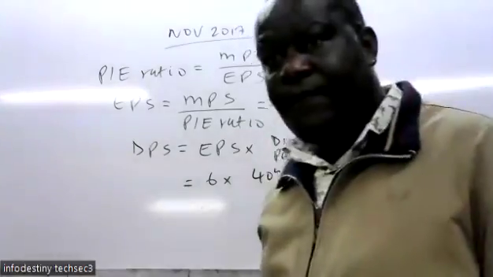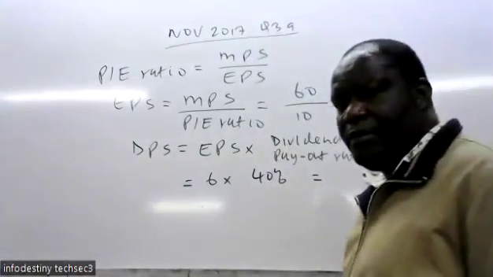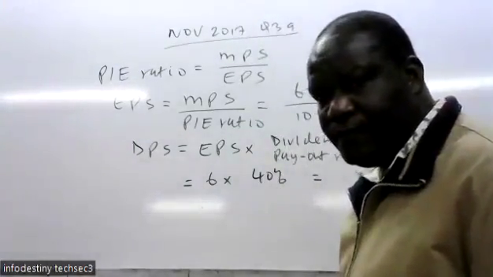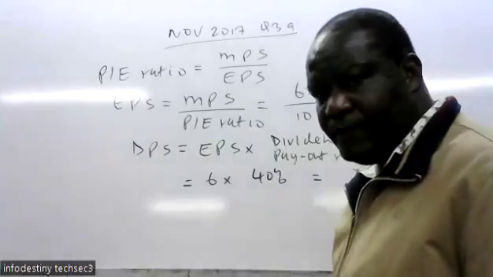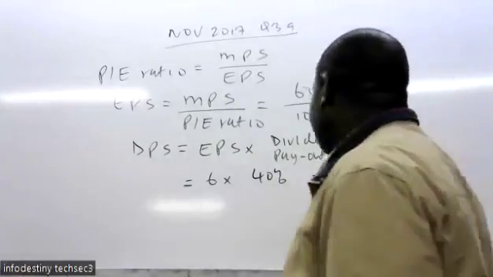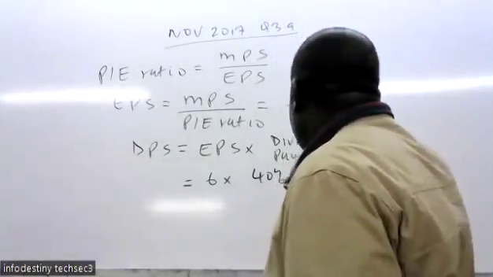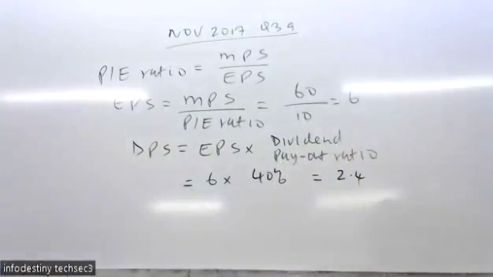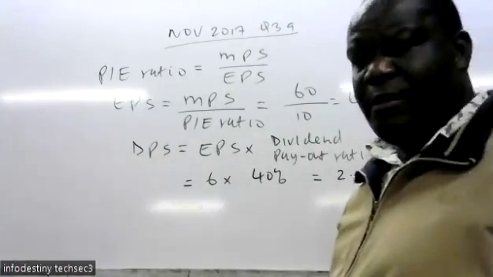So then you get 2.4. It is 2.4. That is now our dividend per share. That should give you the dividend per share.